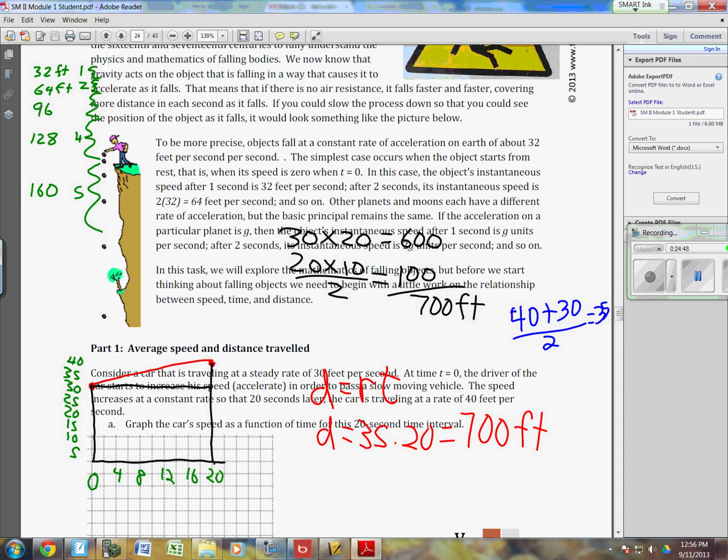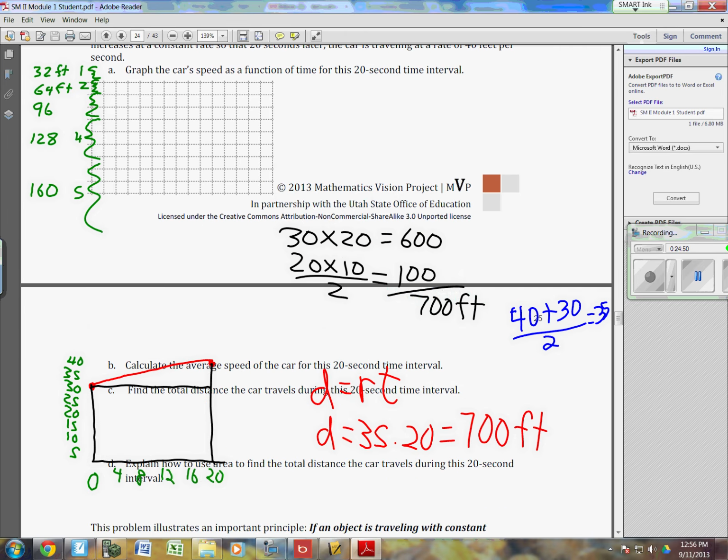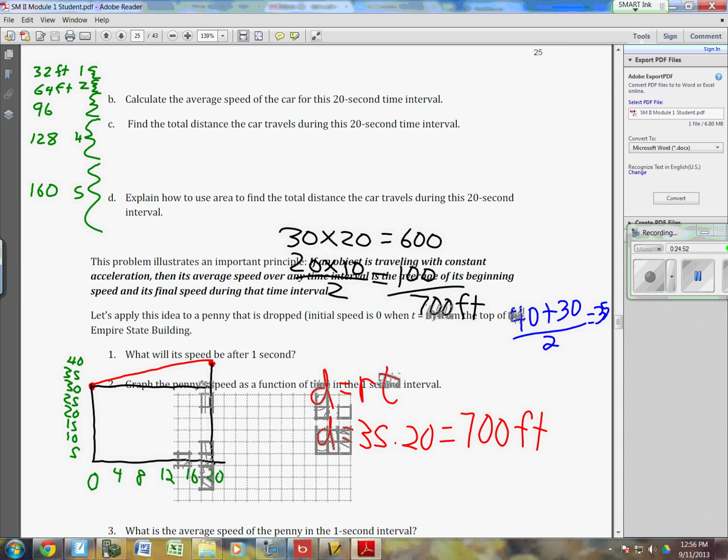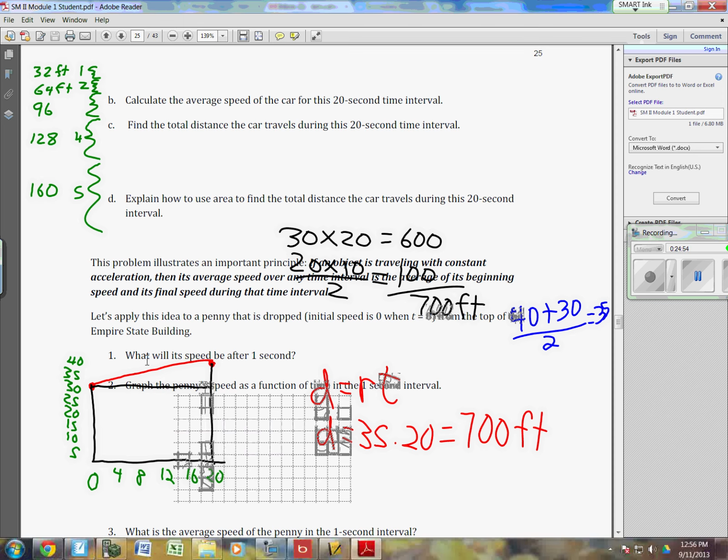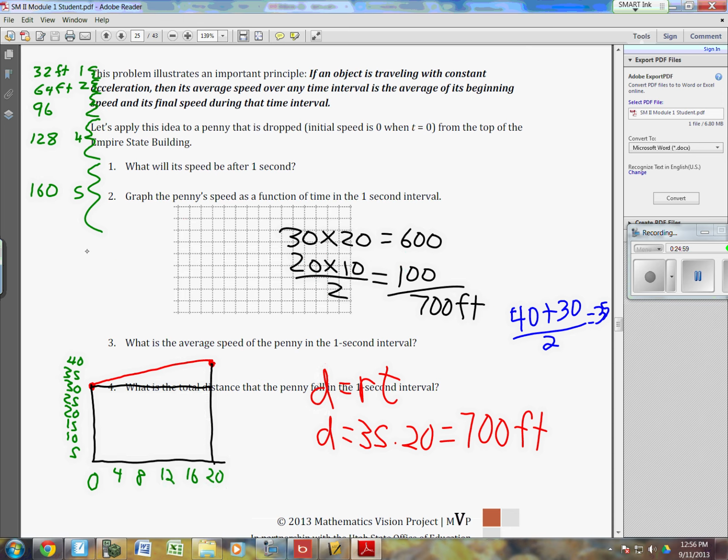Okay, now going up right here, you guys, explain how to find the area. Okay, we did all that. Let's go up to this problem right here now. I'm going to clear the ink off of here.